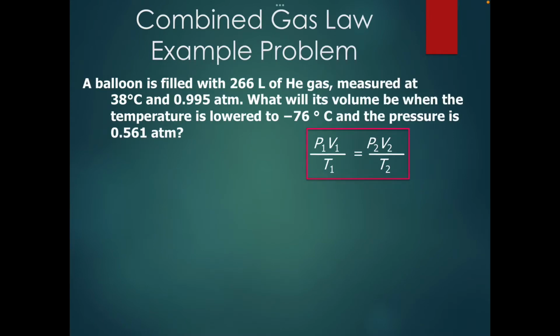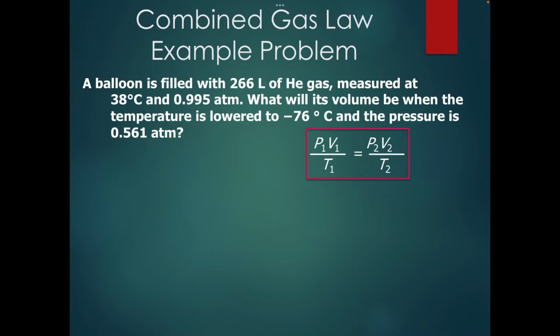Alrighty, let's go ahead and try this out. So here's an example problem. A balloon is filled with 266 liters of helium gas measured at 38 degrees Celsius and 0.995 atmospheres. What will its volume be when the temperature is lowered to negative 76 degrees Celsius and the pressure is 0.561 atm? So, first off, how do we recognize that this is a combined gas law problem?